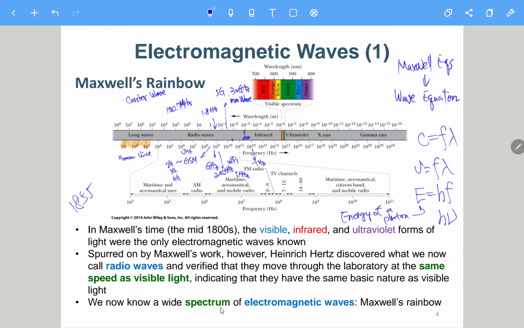So we now know a wide spectrum of electromagnetic waves, the so-called Maxwell rainbow, which includes the whole thing. Just the name, because for primary students, the rainbow is this one, from red to violet. But actually for the whole spectrum, for different frequencies of the EM wave, we call it the Maxwell rainbow.